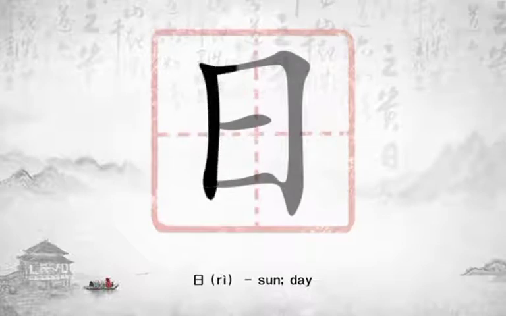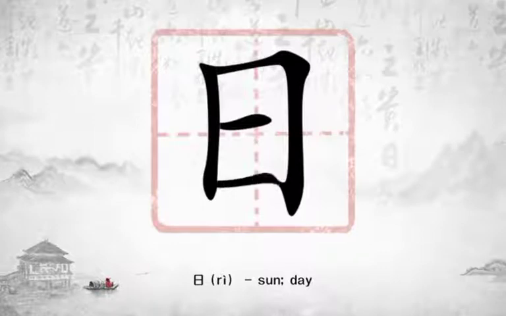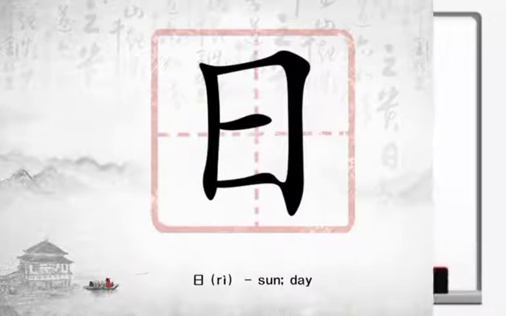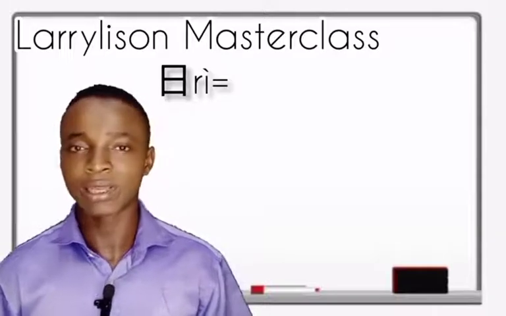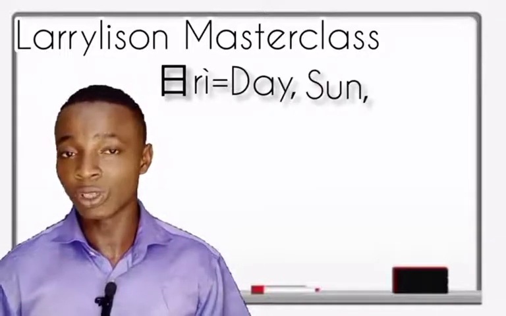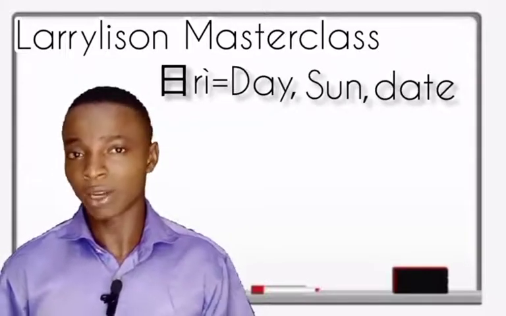Shù, héngzhé, héng, héng, giving us rì. It has four stroke orders. Beautiful. We've learned that rì literally means day, sun, or date. We use rì when talking about day or date.